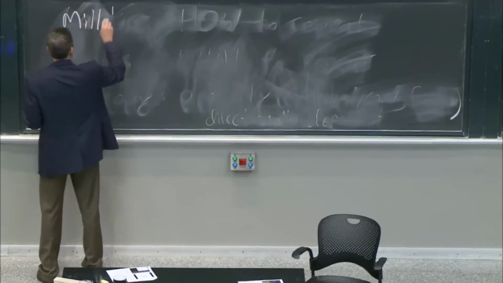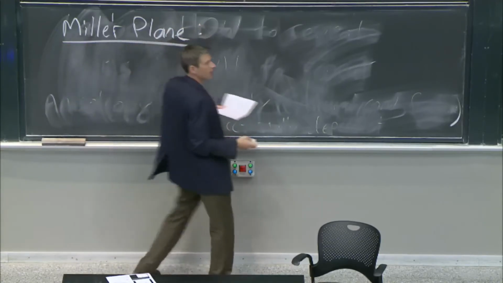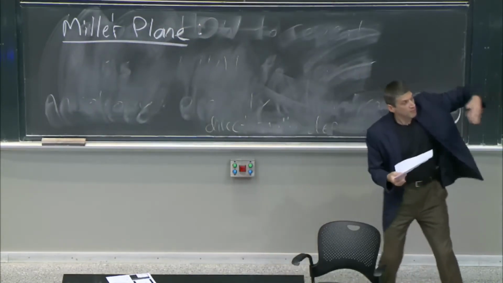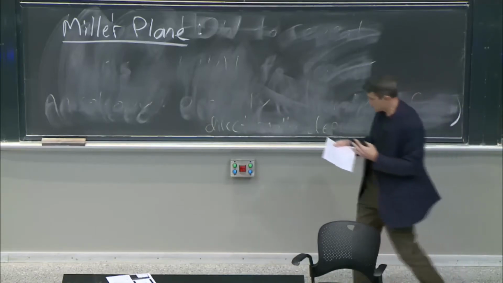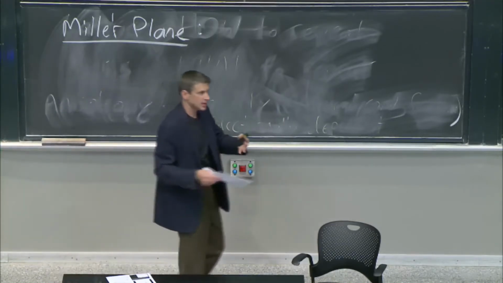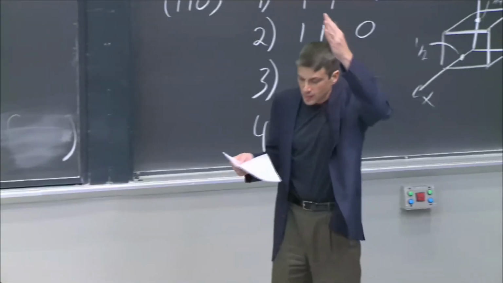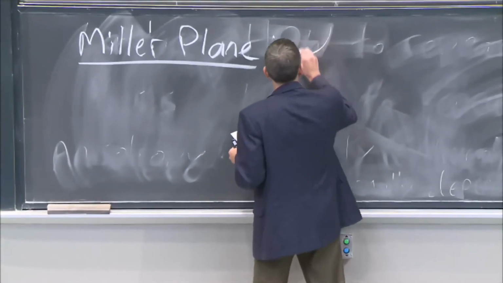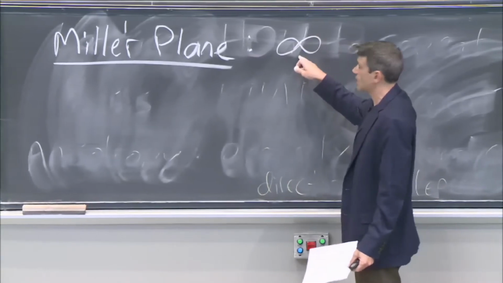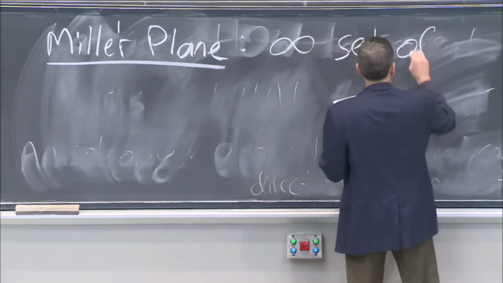So when I say a Miller plane, very often what you do is what we've been doing, which is you define the plane that's kind of closest somehow to the origin, in the unit cell, the one that cuts it. You define it that way. But actually, Miller planes are infinite sets of planes. Now I'm not a crystallographer, so I can write infinity. I'm okay with that. It's an infinite set of planes.